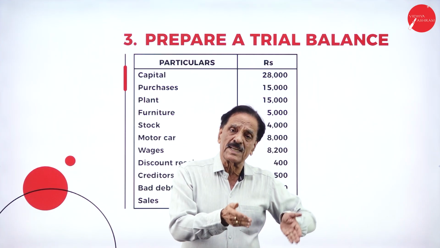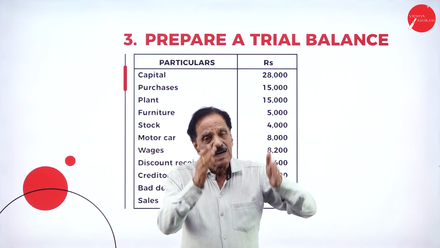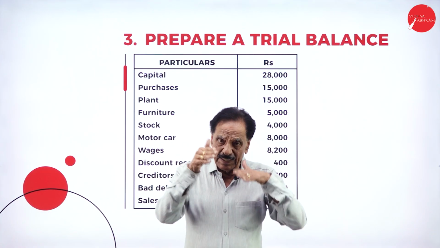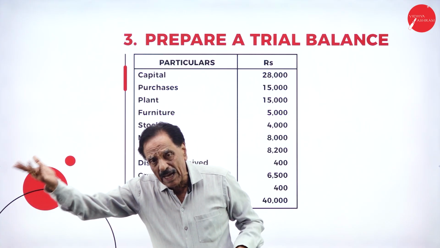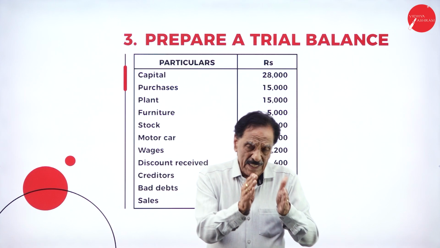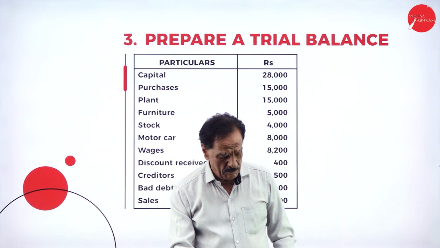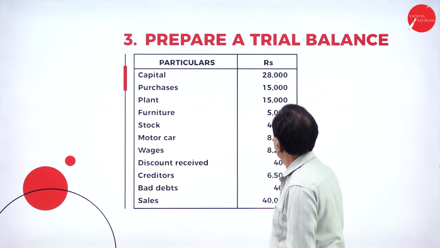What does the debit side contain? What does the credit side contain? Debit side shows assets and expenses. Credit side shows incomes and liabilities. Debit side shows assets and expenses. Credit side shows incomes and liabilities. We will move on to the problem now.